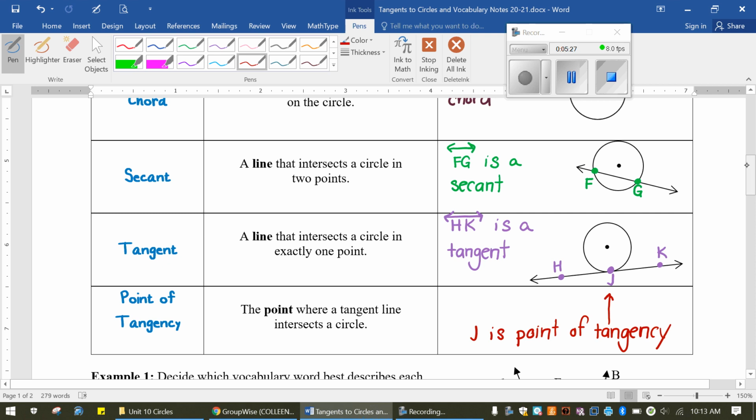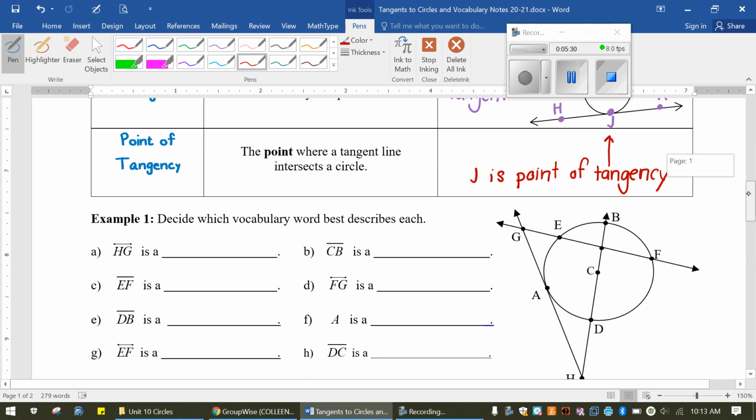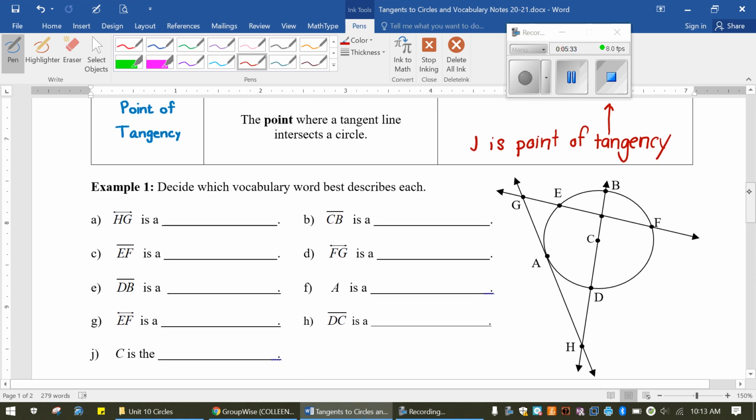Okay, what I would like you guys to do right now using that vocabulary is take a look at this diagram in example 1, and look at each of the things that is given here that you need to describe. So you're going to use one of the words that we just learned to describe each of these things listed in A through H. Pay attention to the symbols that are written above the letters. If they have arrows, you're talking about a line. If there are no arrows, you're talking about a segment. So I'm going to pause the video and give you a chance to fill in what you think they are. You should pause the video as well.